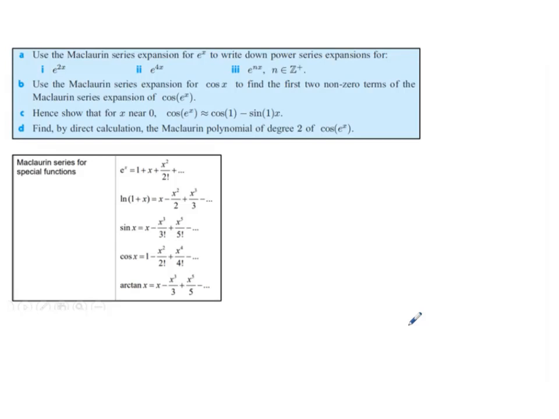Use the Maclaurin series expansion for e to the x to write down power series expansions for e to the 2x, e to the 4x, and e to the nx, where n is some positive integer.